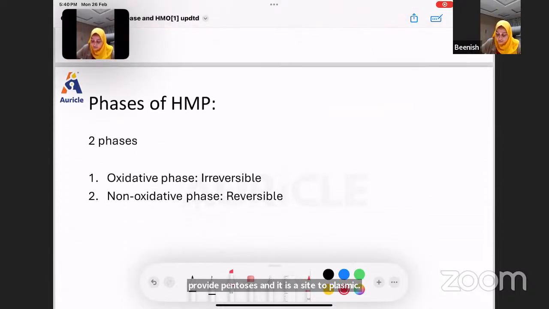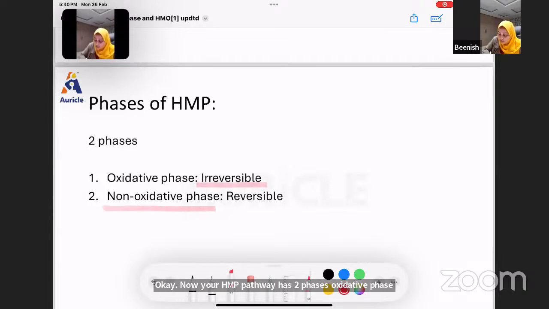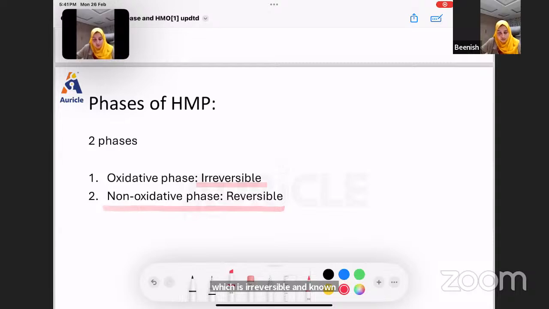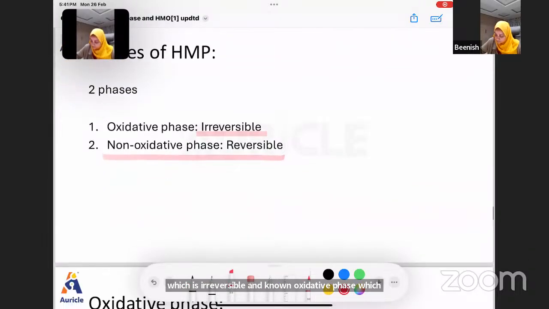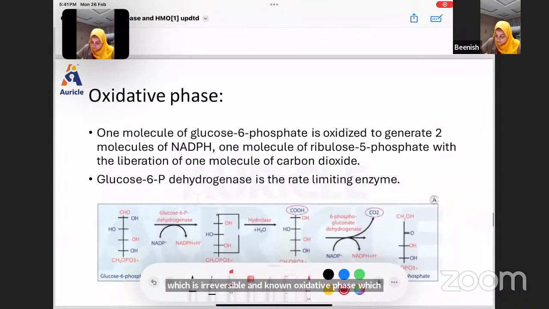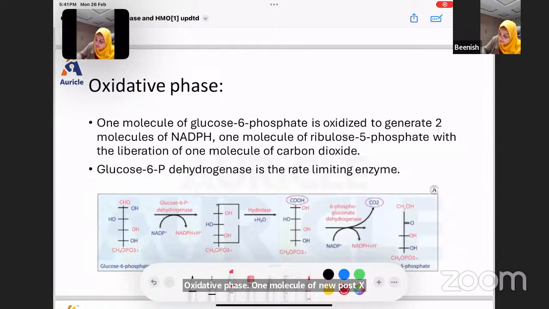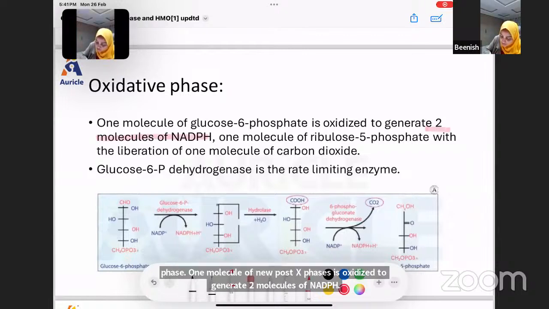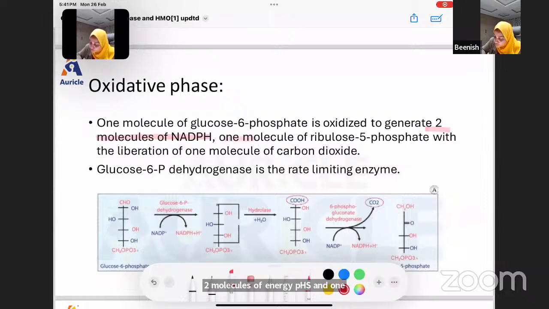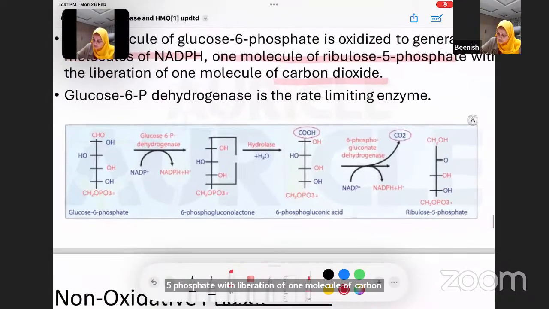Now your HMP pathway has two phases: oxidative phase, which is irreversible, and non-oxidative phase, which is reversible. Oxidative phase: one molecule of glucose 6-phosphate is oxidized to generate two molecules of NADPH, it says, and one molecule of ribulose 5-phosphate with liberation of one molecule of carbon dioxide. Okay, let's see what it is saying.